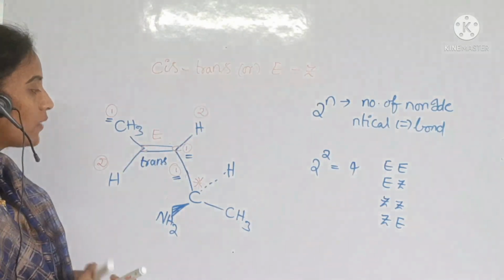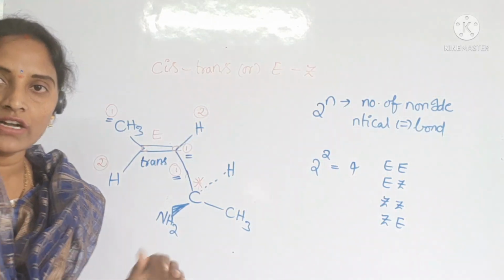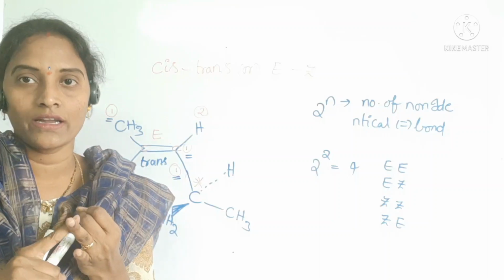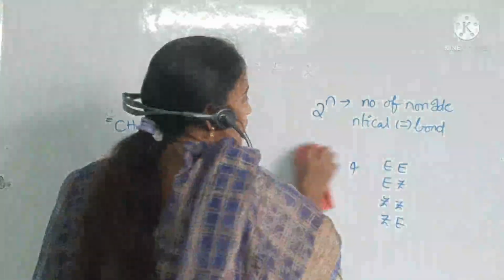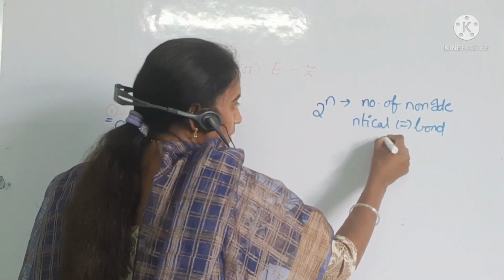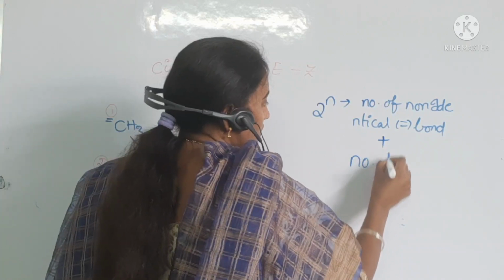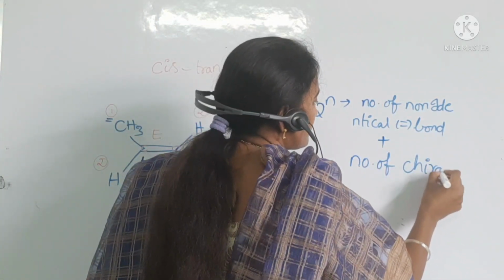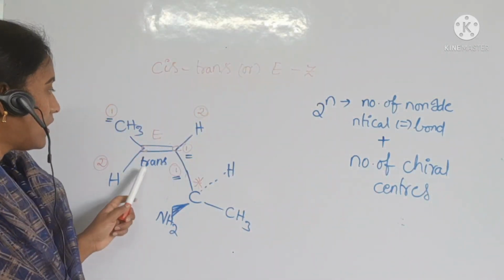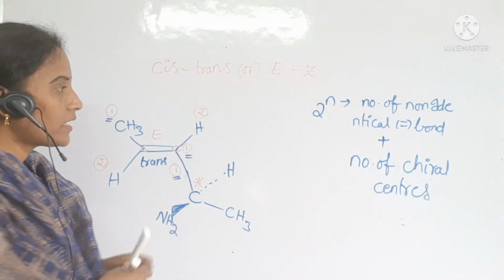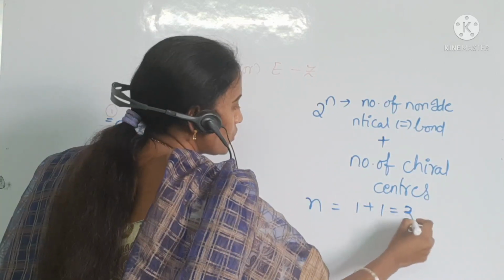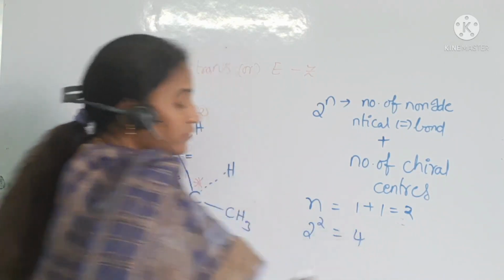So here, how can you identify the number of isomers for this type of molecule? Double bond along with a chiral center. At that time, this formula becomes: n is equal to the number of non-identical double bonds along with the number of chiral centers. So here you can see one double bond along with one chiral center, so n is equal to 1 plus 1 is equal to 2, so 2 power 2 is equal to 4 isomers, students.